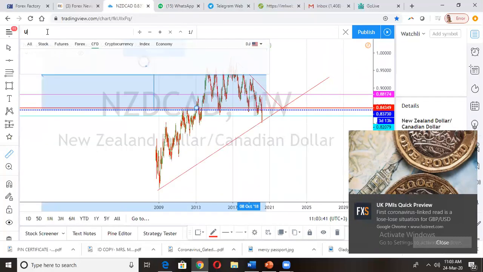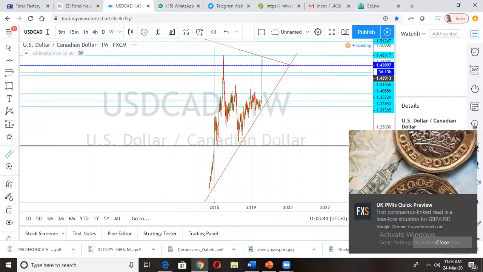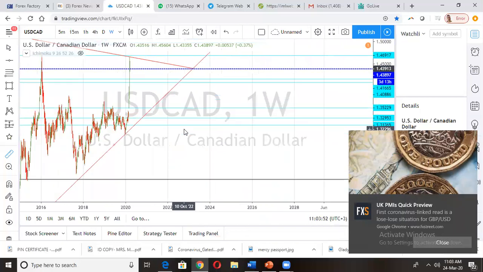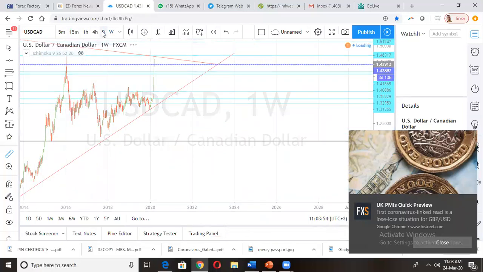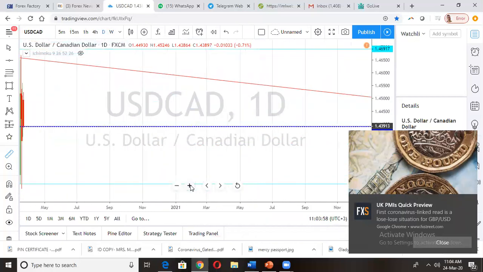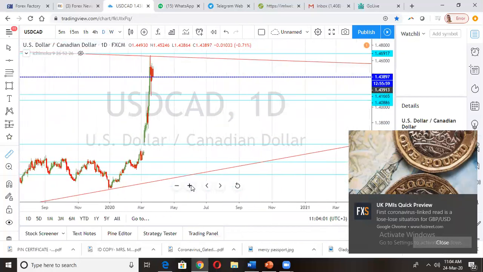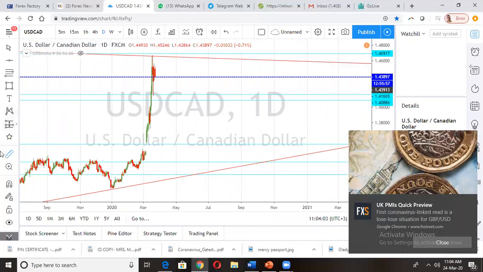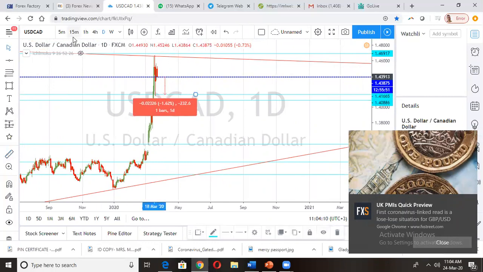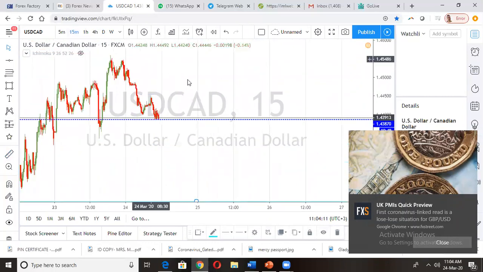So let's look at USD CAD again. That's definitely going on a sell. Like I feel like it's definitely going on a sell. Pips clean, no complaints. Yep.